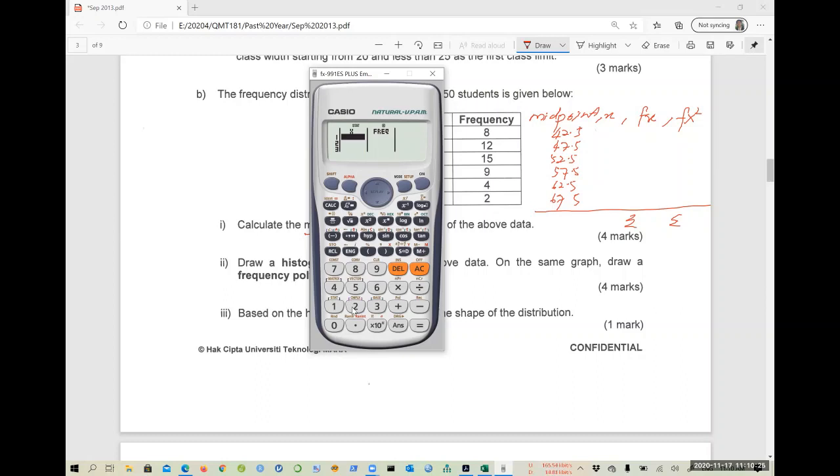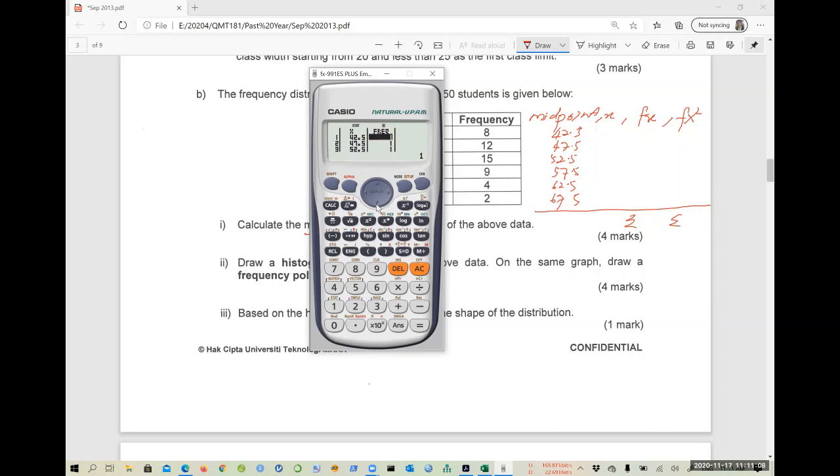Remember to enter your X value first, then the frequency. The X value is 42.5. To store, just press the equal sign and then continue. 47.5 equal, 52.5 equal, 57.5 equal, 62.5 equal, and lastly 67.5 equal.